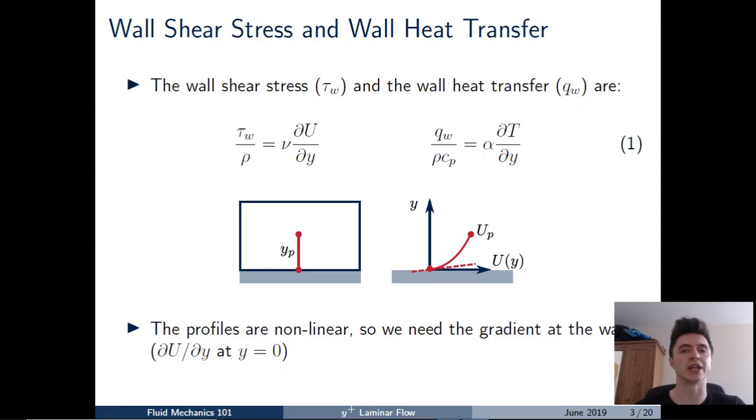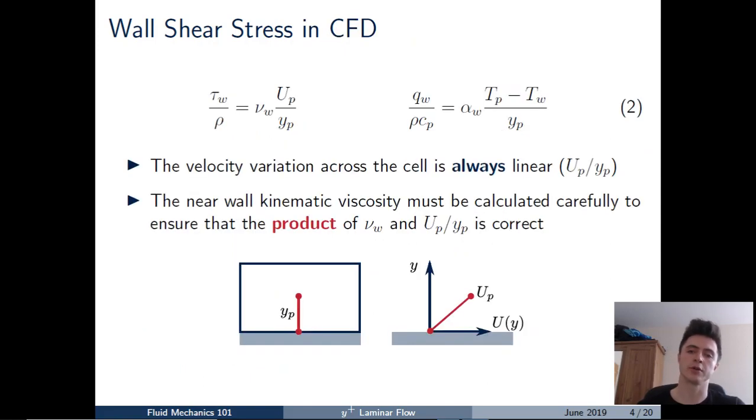So what do we do in a CFD code? Now, in a finite volume CFD code, it's important to remember that the variation of velocity and the variation of temperature across cells is always linear. So that means if we have a velocity at a cell centroid, then the variation in that velocity between the cell centroid and the wall is going to be linear.